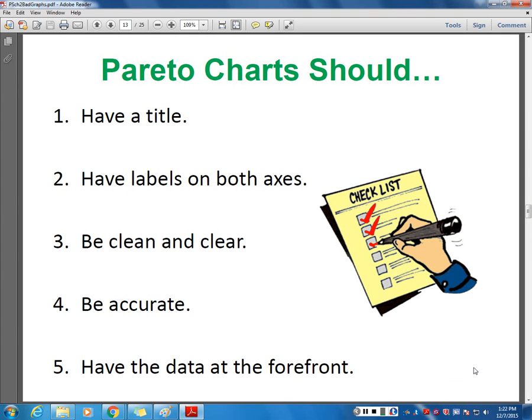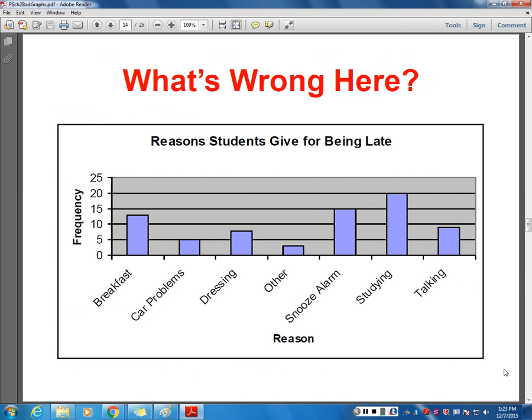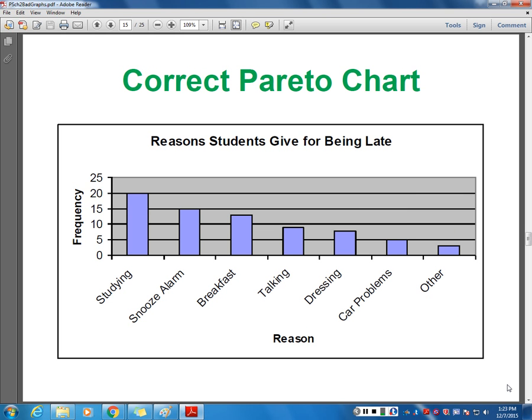Now for Pareto charts. Again, Pareto charts should have a title. There should be labels on both axes. They should be clean, clear, easy to read. And of course, they should be accurate with the data at the forefront. So what's wrong with this Pareto chart? Well, the biggest thing that's wrong with it is that it's not a Pareto chart. A Pareto chart should have the tallest bar first on the left and then step down to the shortest. Here it is corrected.